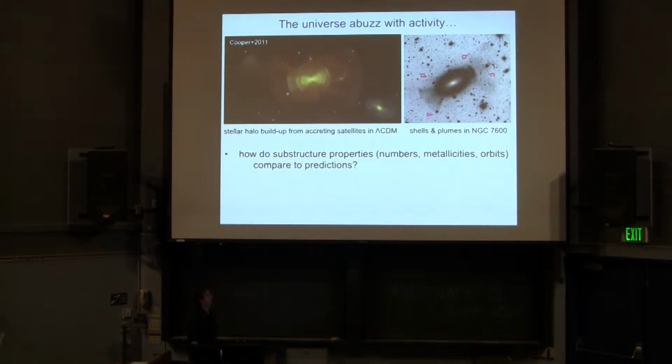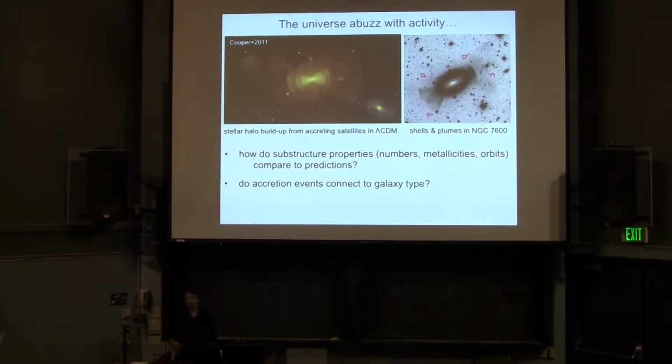So the questions we want to ask are, how do the substructure observations compare to the predictions? This is slightly different from the work done on dwarf galaxies, the surviving dwarfs in the halo of the Milky Way and other galaxies, the too big to fail problem, et cetera. This is about the dwarfs that have disappeared or are in the process of disappearing, and testing those predictions as well: the numbers, the masses, orbits, metallicities.